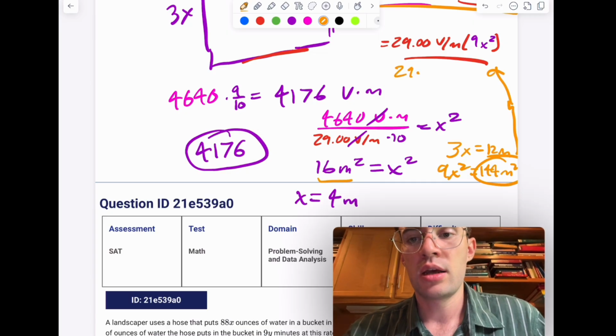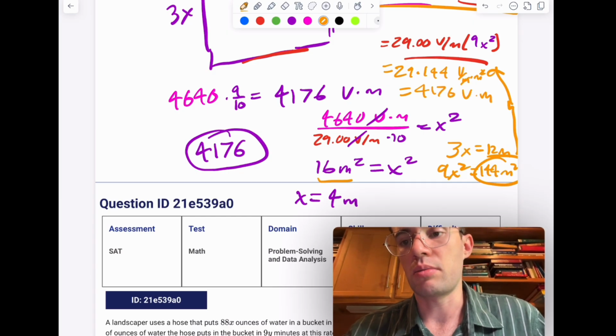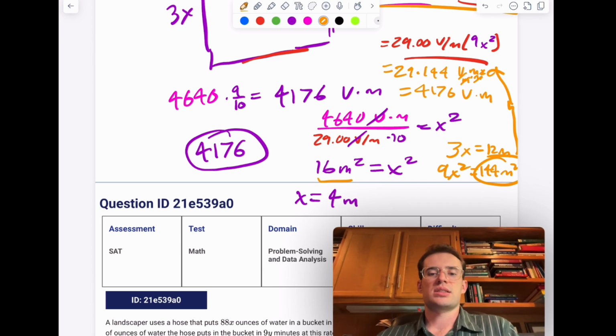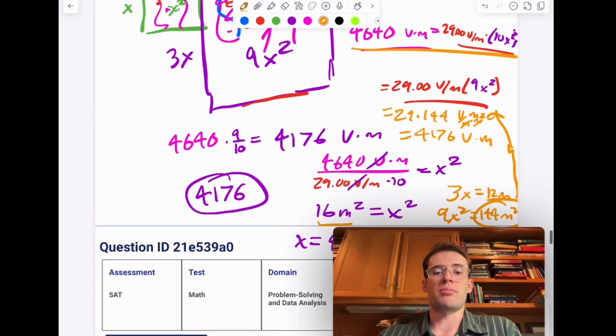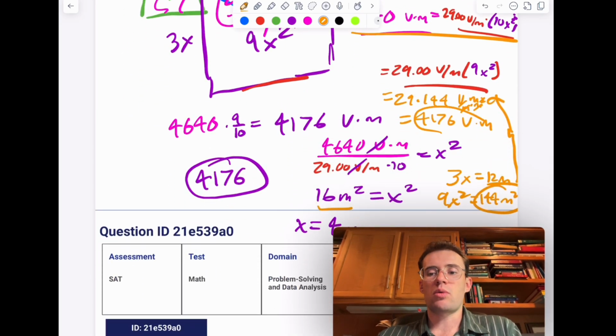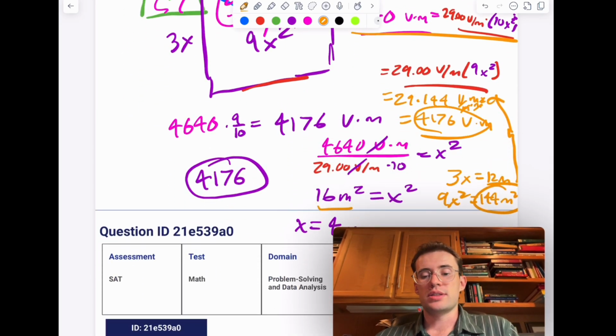So 29 times 144 gives you volts per meter times meters squared, which is equal to 4176 volt meters, because the meter squared cancels with the meter on the bottom, and you get meters up top. So 4176 volt meters is the same thing we got by multiplying the original value they gave us, the 4640, by 9/10. Either of those ways will work. They'll give you the same thing, 4176.